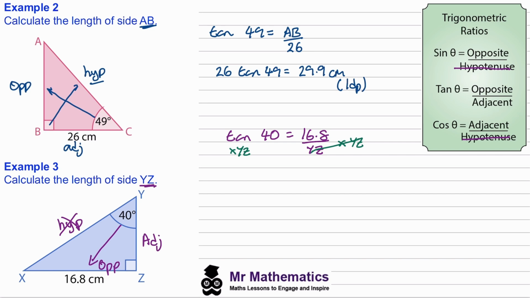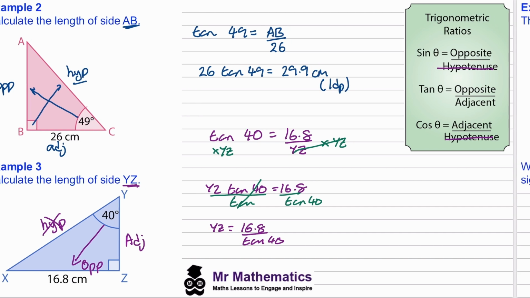And then these will cancel. So now we'll have y to z times the tan of 40 will be 16.8. And then we can divide both sides by the tan of 40. And these will cancel. So y to z will be 16.8 divided by the tan of 40.